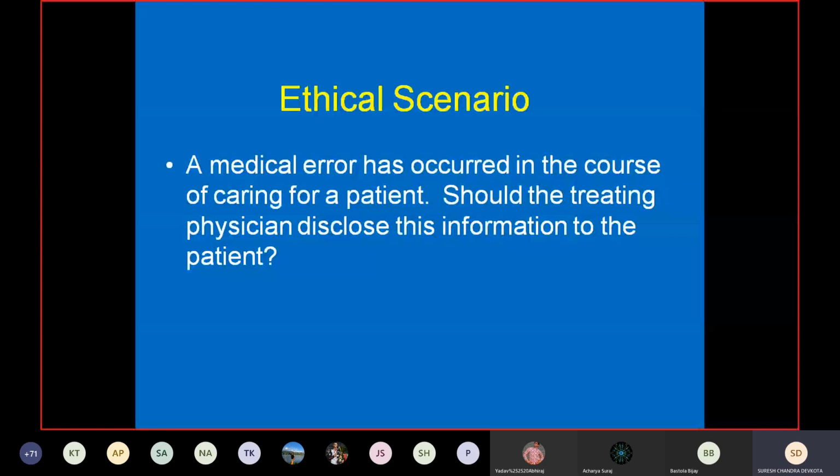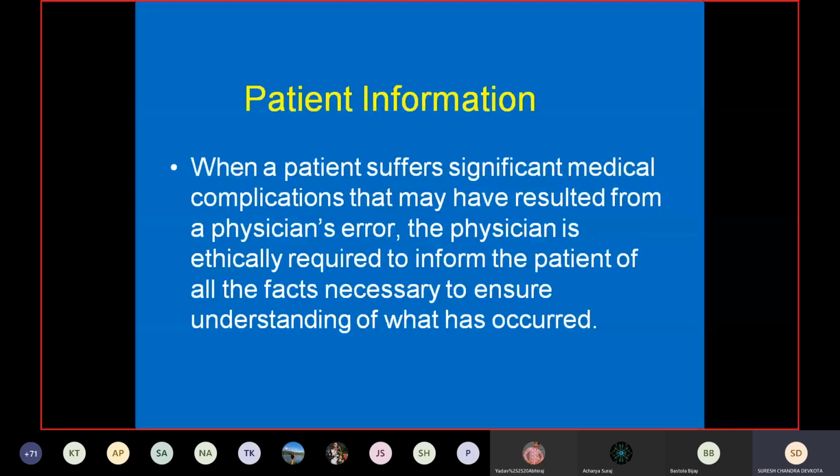Let's take some examples of some ethical scenarios. Suppose you consider yourself for a while a medical practitioner sitting in a hospital as a responsible physician, and let's take this example. A medical error has occurred in the course of caring for a patient, let's say, and should the treating physician disclose this information to the patient? It's an ethical scenario. A medical error has occurred, some mistake has occurred. And should the treating physician disclose this information to the patient? Should you have to inform the patient or detail everything about what has happened, etc.? This is an ethical scenario.